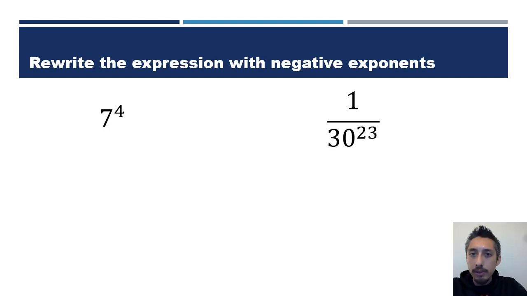Before we move on to harder examples, there's one more thing that I want to make sure that we understand. For this problem, we're being asked to rewrite the expression with negative exponents. So in this case, we're going to be doing the opposite. Instead of going from a negative exponent to a positive exponent, we're going from a positive to a negative. It's basically the same process. Because we are dealing with negative exponents, we want to make sure that we are still working with a fraction.